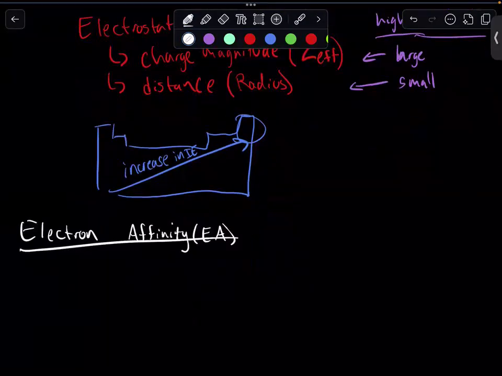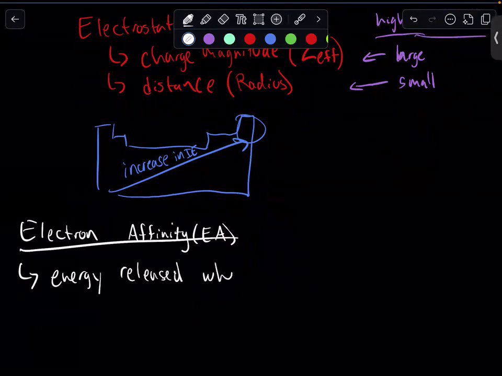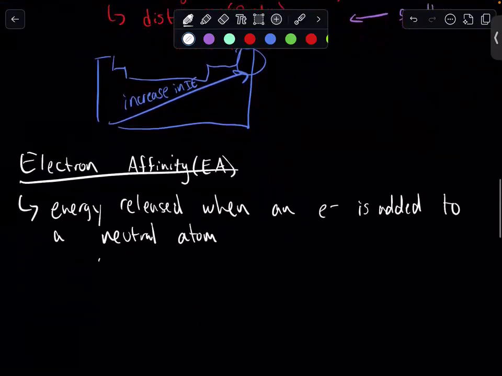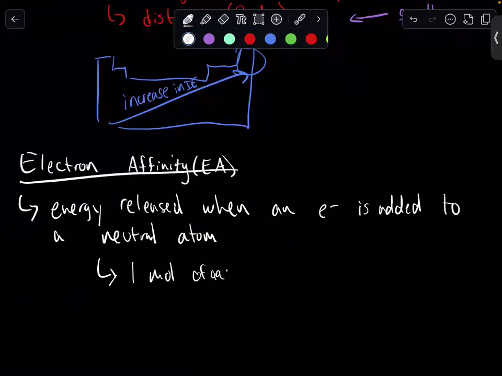Now, electron affinity is kind of like the opposite of ionization energy. This is the energy released when an electron is added to a neutral atom. And similarly to ionization energy, while they're not going to make you define it on the IB exam, I've never seen it, we generally refer to it when we're talking about 1 mole of gaseous atoms and 1 mole of electrons added.